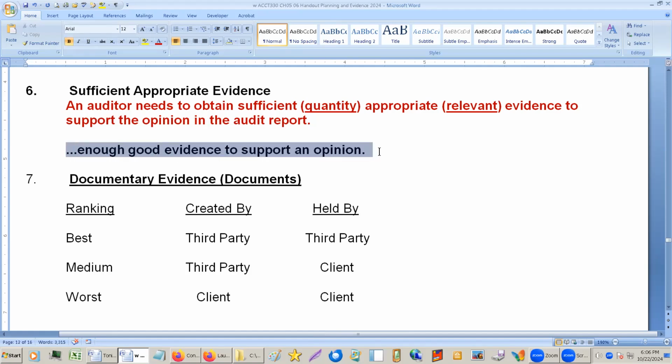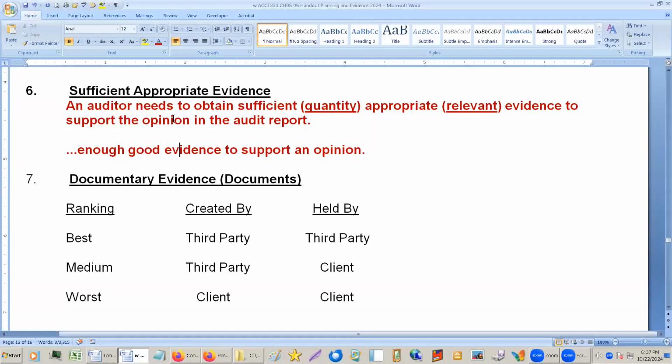And if you can't, then you'll end up giving them a disclaimer. So whenever you do an audit, you're looking for sufficient appropriate evidence. Enough evidence to support your opinion. Your work papers are a collection of all this evidence that you believe supports your opinion. If you ever get sued or something like that, you'll pull that out in court and say, look, we got all this evidence to support our opinion, and it's proof that you have enough of it to do it.